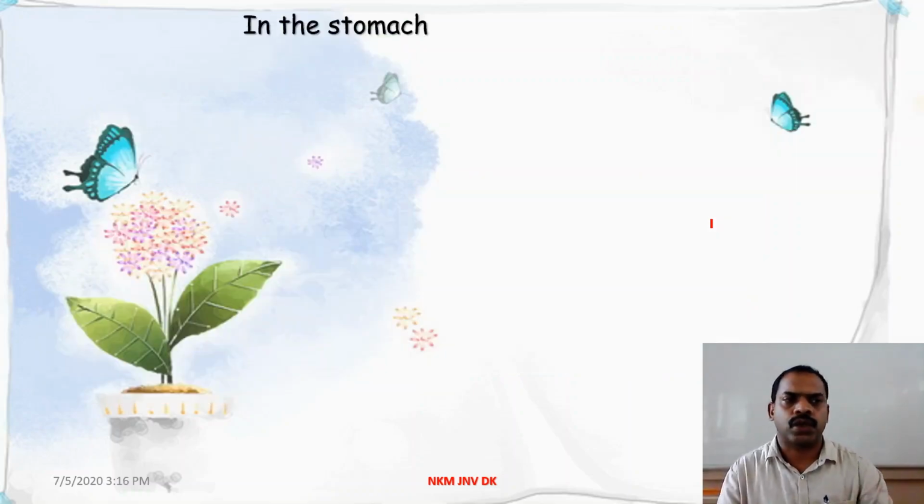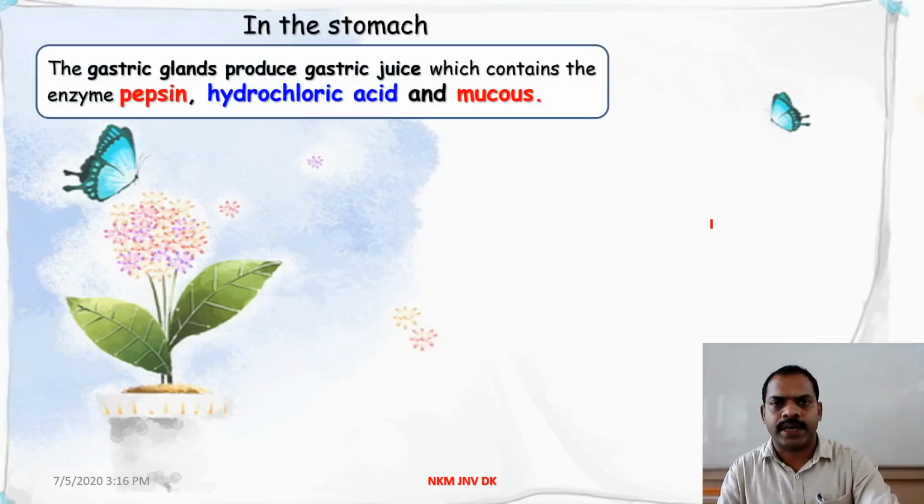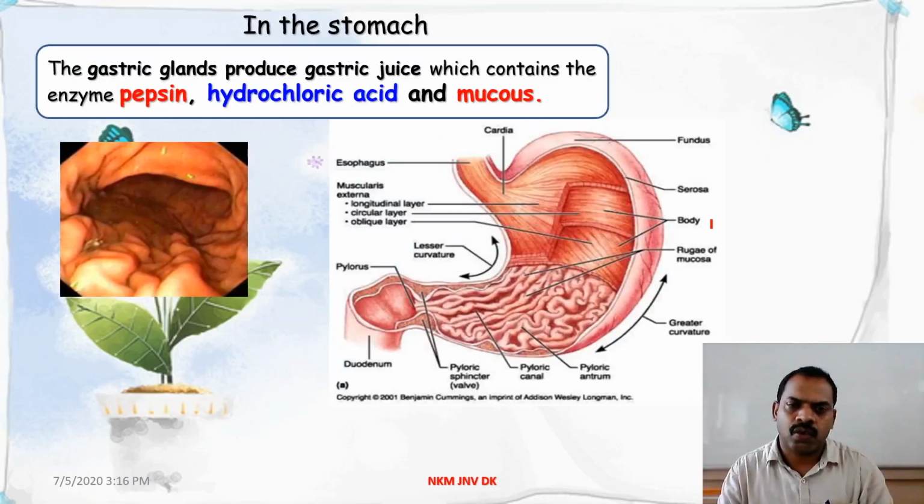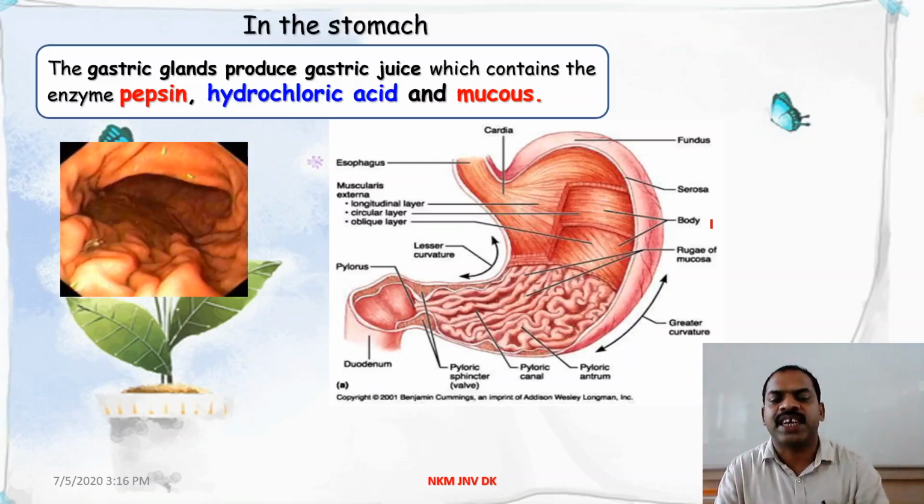Now when it reaches the stomach, the stomach is a very big bag, isn't it? About the stomach also we should tell clearly what it is. It is a muscular bag. It does two things: it temporarily stores the food and partially digests it.